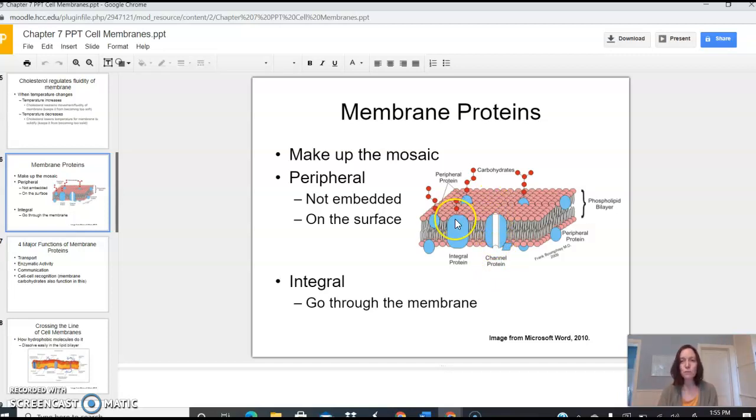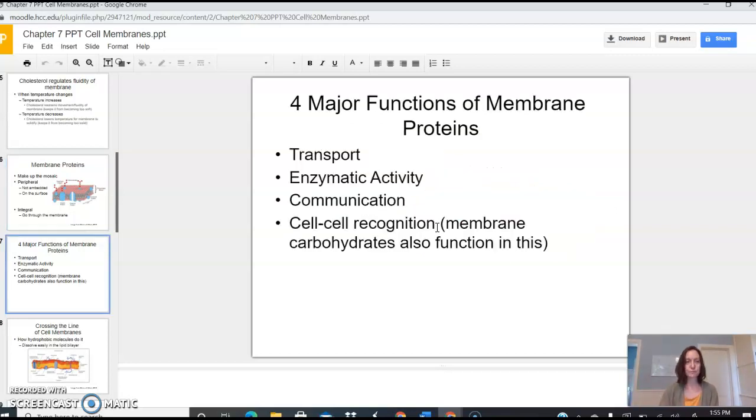Integral proteins can also help in transporting material through the membrane, and so can the peripheral proteins. They can act as shuttles. So those membrane proteins are very important for the cell for transport. They can be a site of enzymatic activity where molecular reactions are happening. They can help in communication, and they can aid in cell-cell recognition, particularly when they function as a glycoprotein.